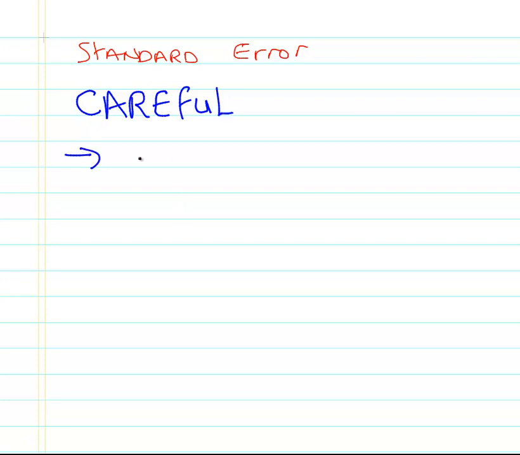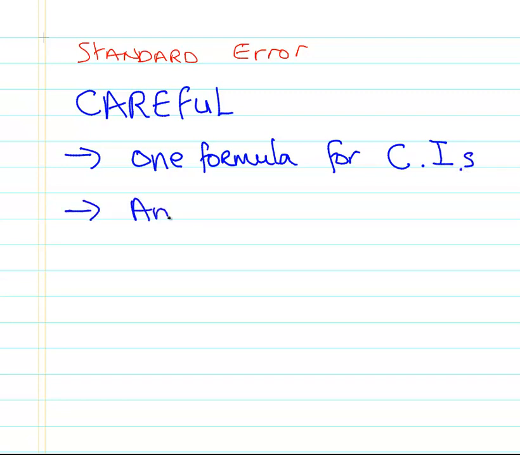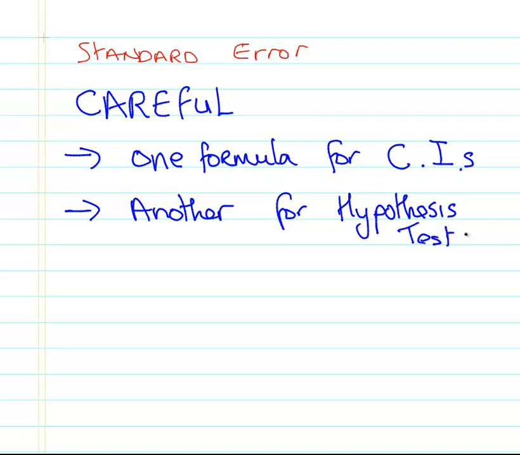This is where you can go wrong. One formula for confidence intervals, CIs for confidence intervals, another for hypothesis tests. Okay, so this is one particular case, so you have to be careful.